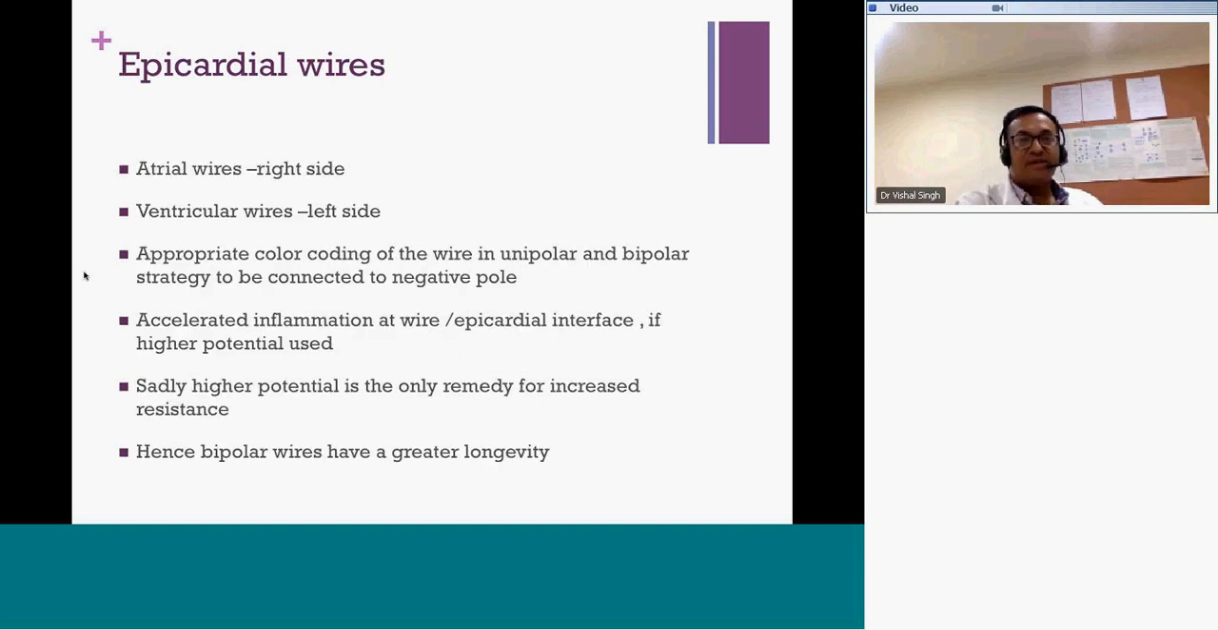Atrial wires are always on the right side, except in the case of situs inversus or situs ambiguous, where the right atrium is on the left side. Then in that case, you have the atrial wires on the left side. So whenever the patient comes out of the OT with heterotaxy syndromes or situs inversus or situs ambiguous, you should always ask the surgeon where he has put the atrial wires. Ventricular wires are usually on the left side. In a similar scenario, they could be on the right, especially with heterotaxy.